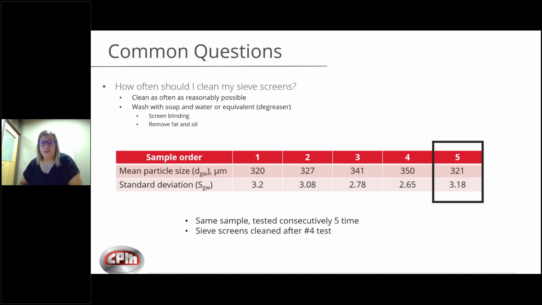After running sample number 4 and before running sample 5, we cleaned those sieves. You'll notice that the particle size steadily increased after every sample and the standard deviation decreased. Then after we cleaned the sieves and before doing sample number 5, those results returned to being similar to sample number 1.